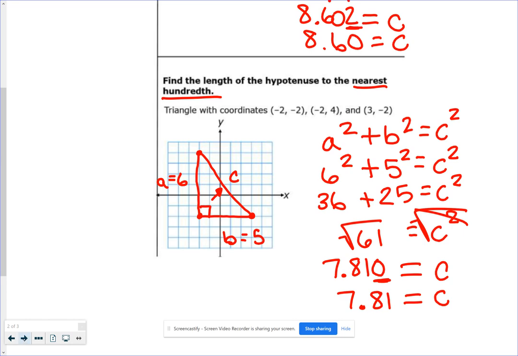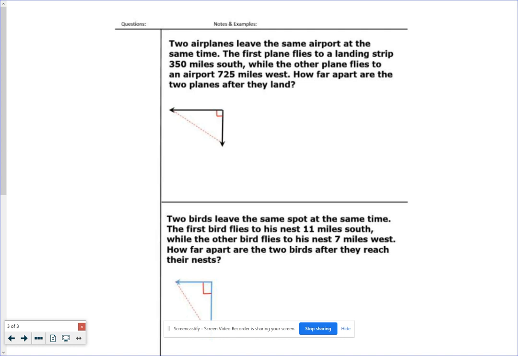All right. Remember, pause the video if you need. Next problem. 2 airplanes leave the same airport at the same time. The first plane flies to a landing strip 350 miles south. Okay, so south will be down. So I'm going to label this one 350 miles. Well, that's a bad 50. I'm going to fix that. 350. Now we can read it better. Okay, while the other plane flies west. West is left. So 725 miles.